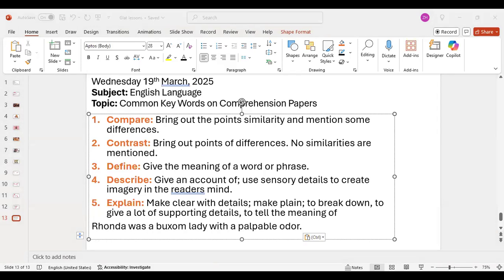You're trying to say it? Hold on. I don't know. What does it mean to be buxom? To be big. I don't understand that language. What does it mean to be buxom? I don't know.